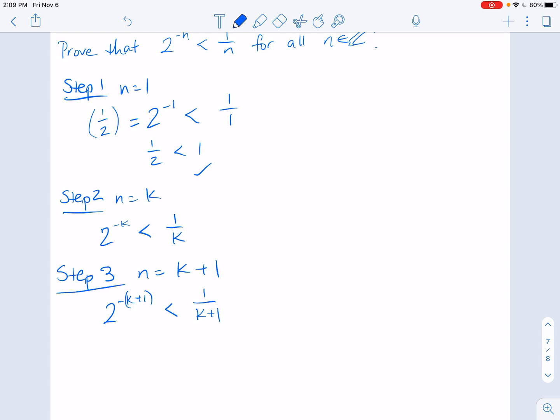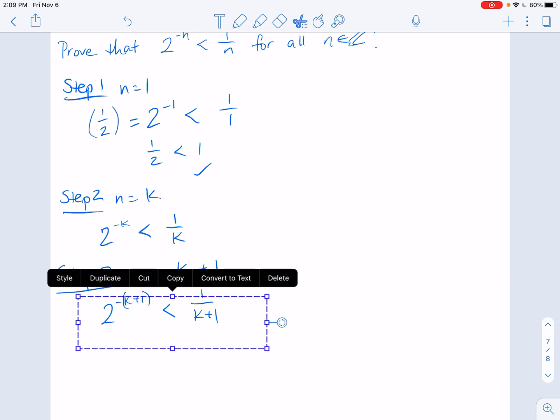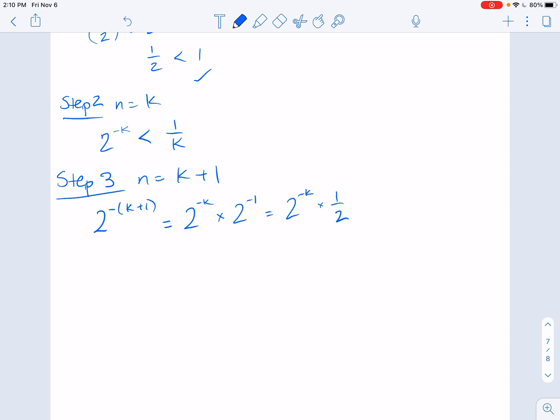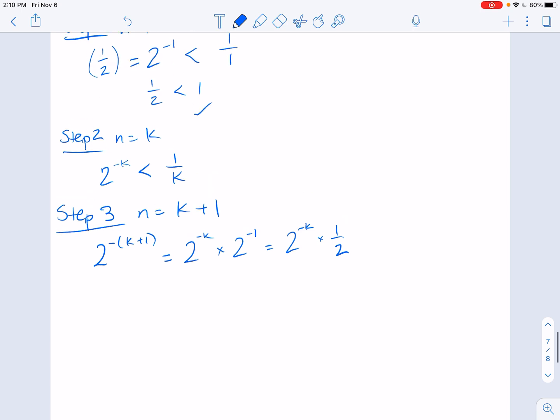I'm a little bit more hesitant on these than I would like to be. Let me start again. So we have 2 raised to the negative k plus 1. Well, this we know to be equal to 2 to the negative k times 2 to the negative 1, which would be equal to 2 to the negative k times 1/2. From before, we know that 2 to the negative k is less than 1 over k. So we can say that this expression has to be less than 1 over k times 1/2. What I did here is I substituted this out for what I knew from before.